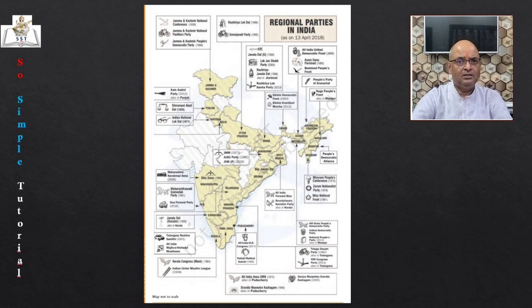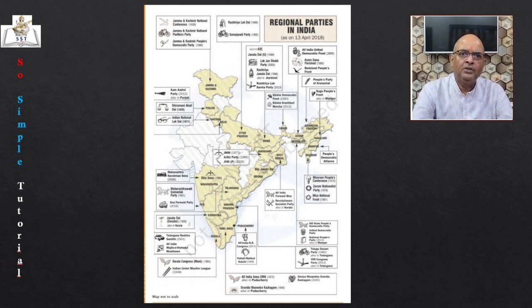Other than these 6 national parties, most of the major parties of the country are classified by the Election Commission as state parties. They are also called regional parties. But what is the criteria laid down by the Election Commission? A party is recognized as a state party if it secures at least 6% of total votes in an election to the Legislative Assembly of the state and wins at least 2 seats. It must satisfy both the conditions.